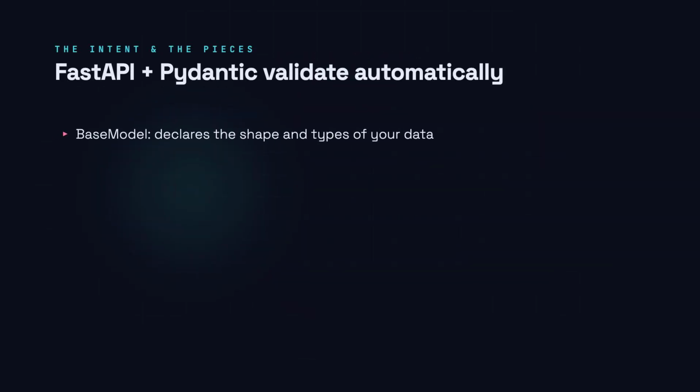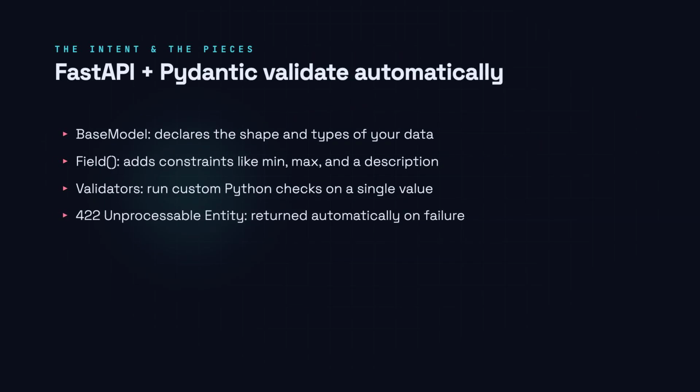The system has four named pieces. First, a Pydantic BaseModel, that is a Python class where each attribute carries a type annotation, and that annotation is the contract for what valid data looks like. Second, Field, a function from Pydantic that lets you attach constraints like minimum value or maximum string length directly to a field. Third, validators, which are methods decorated with @field_validator that run arbitrary Python logic on a value. Fourth, when validation fails, FastAPI automatically returns HTTP 422 Unprocessable Entity with a structured JSON body describing every problem.